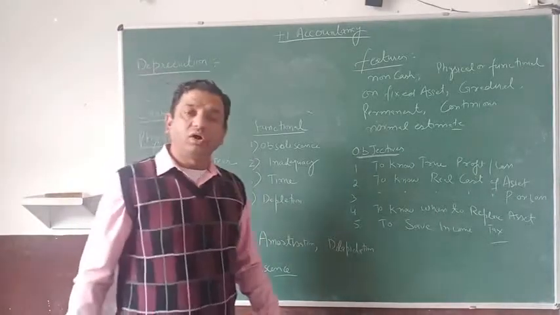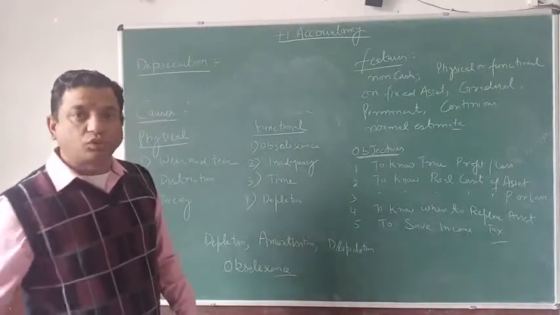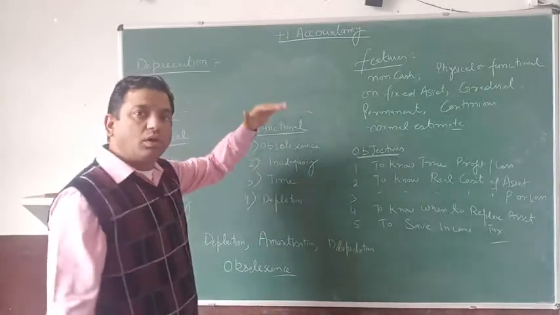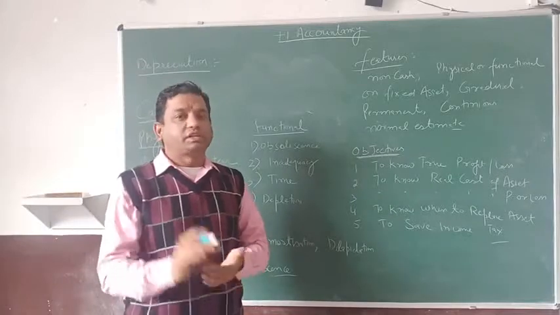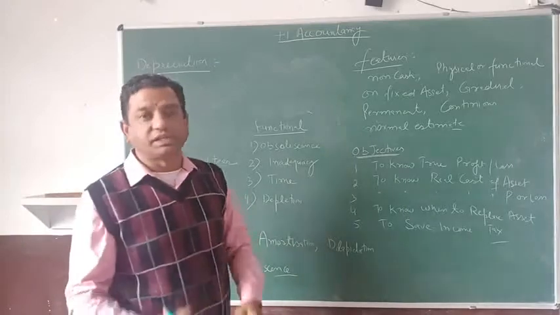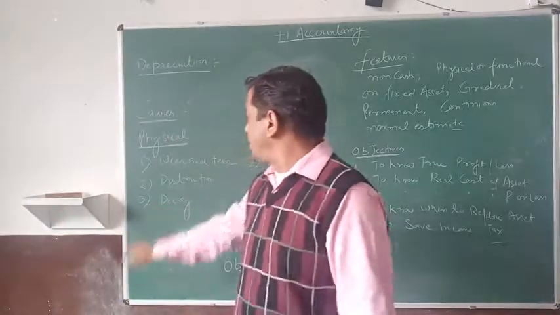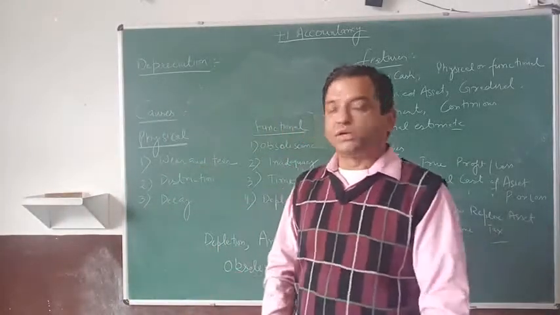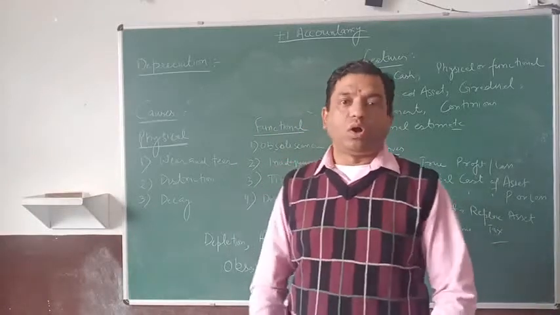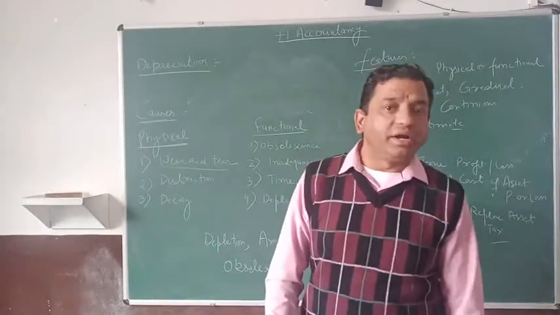Now, after understanding the meaning of depreciation, the next thing, what are the causes? Why does it happen that the asset value decreases? Why is it that after some time its market value is not equal to the value at which we purchased it? There may be two types of causes for that. One is physical, which you can observe, you can see, and second functional, which is because of the working or functioning of that thing.